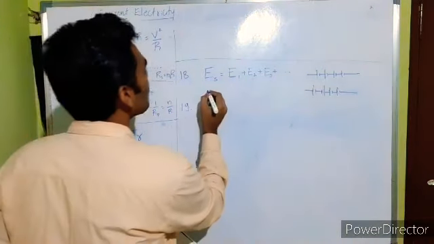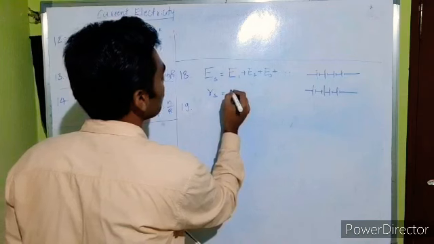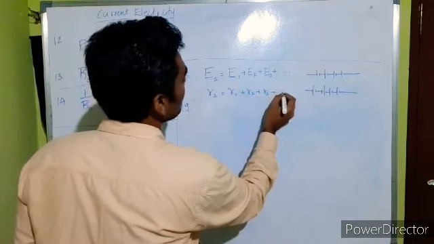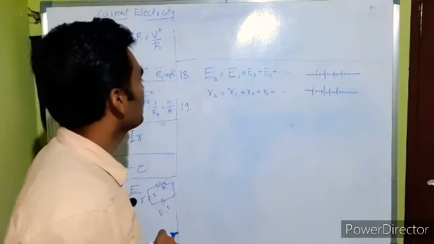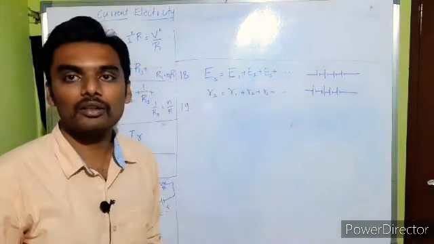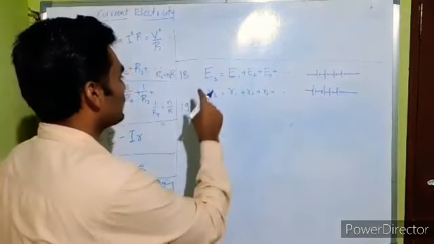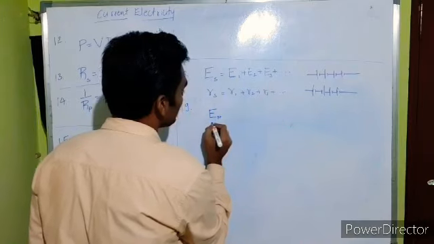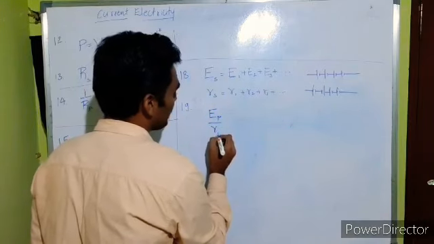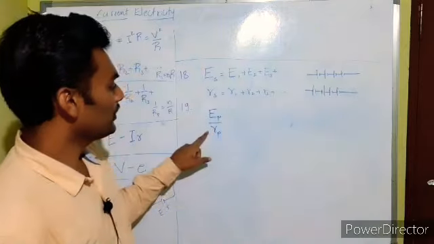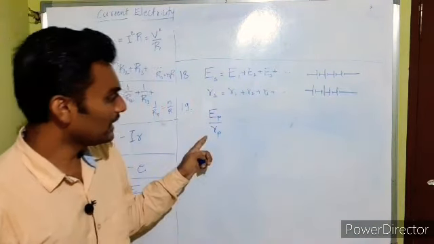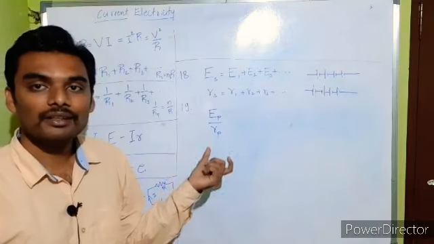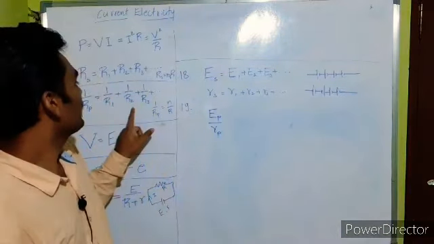And the internal resistance for the series combination is also simple. Rs is equal to R1 plus R2 plus R3, and so on. Now for parallel combination of cells, the expression for effective EMF is EP by RP, where RP is the effective internal resistance of the combination of cells, which is similar to this expression.